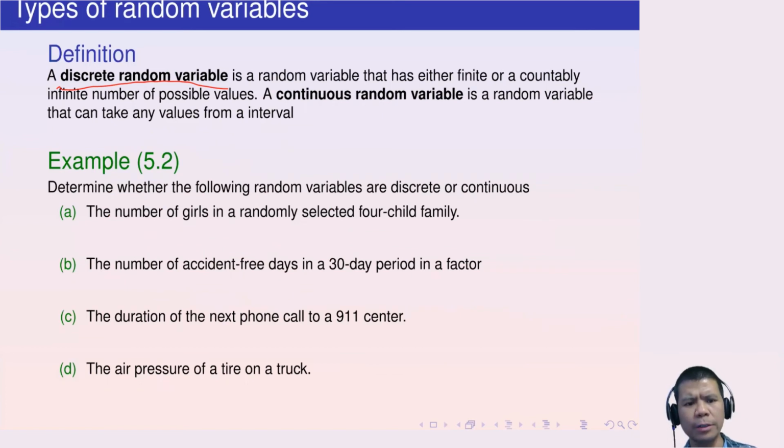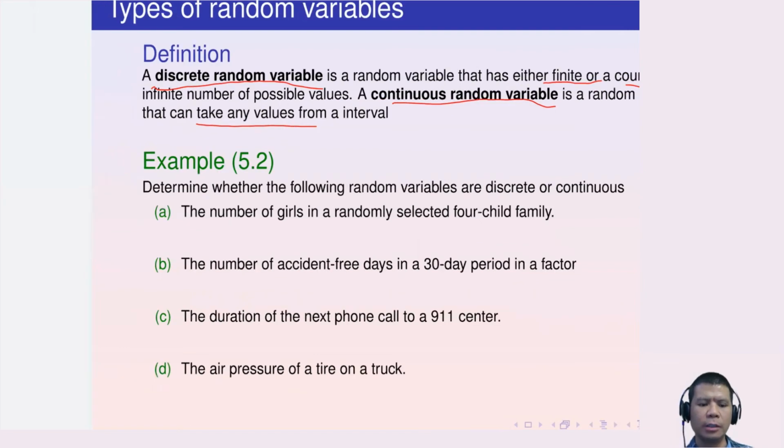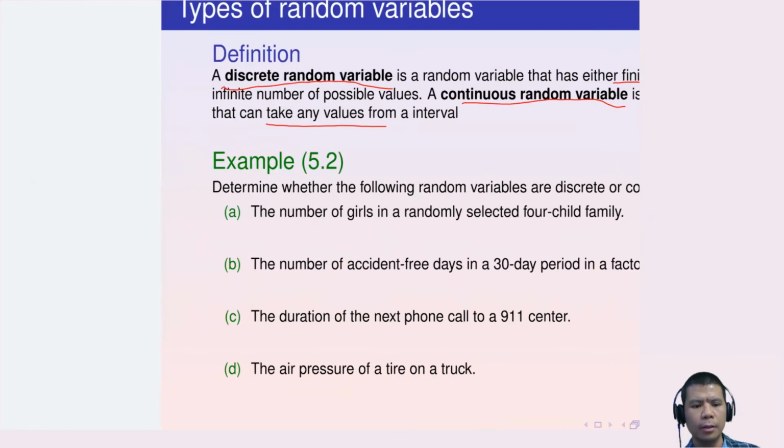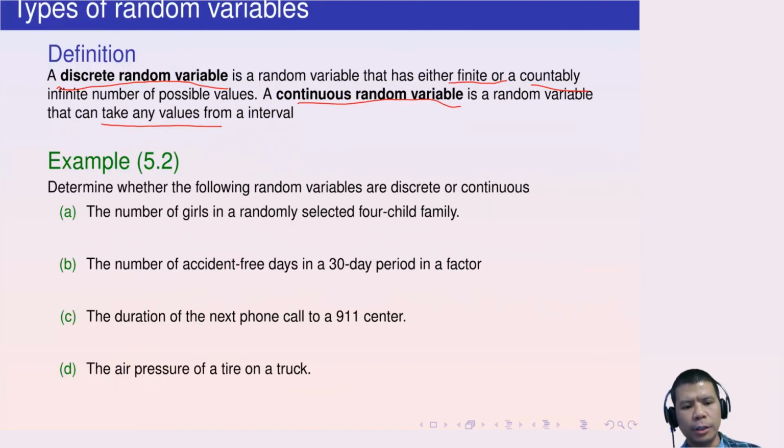So what is a discrete random variable? It's a random variable that has either a finite or a countably infinite number of possible values. Well, a continuous random variable is a random variable that can take any value from an interval, like what we have in these 2 cases. Now, let's consider this example.